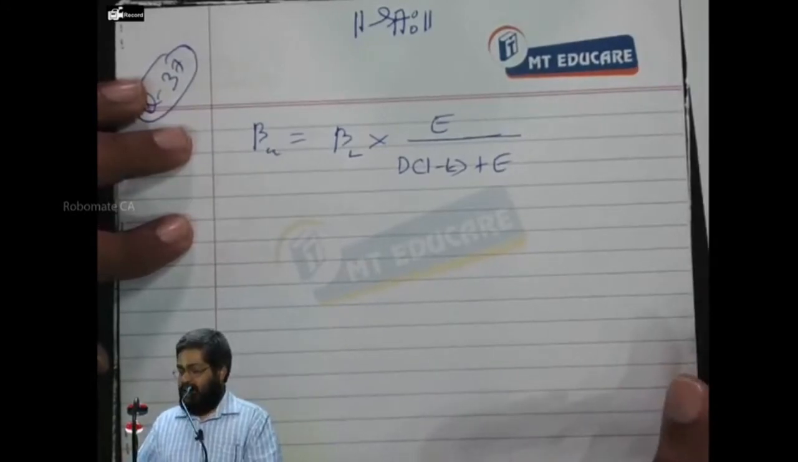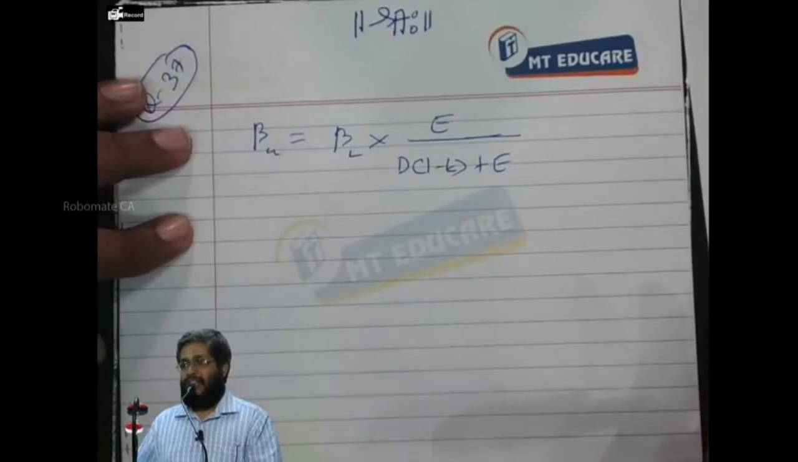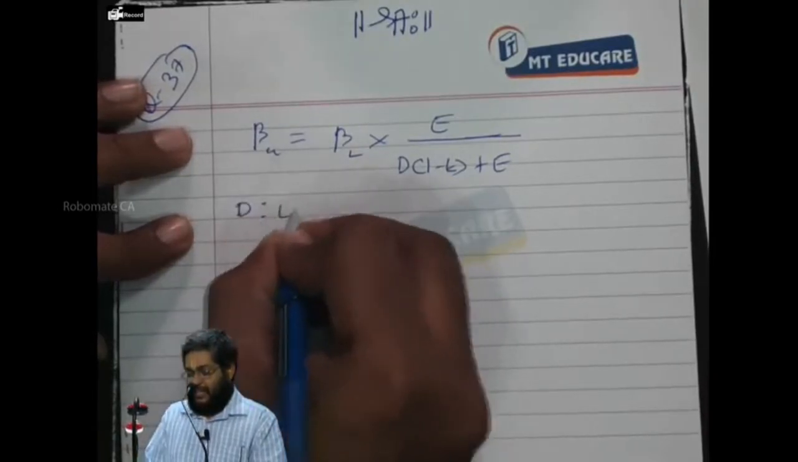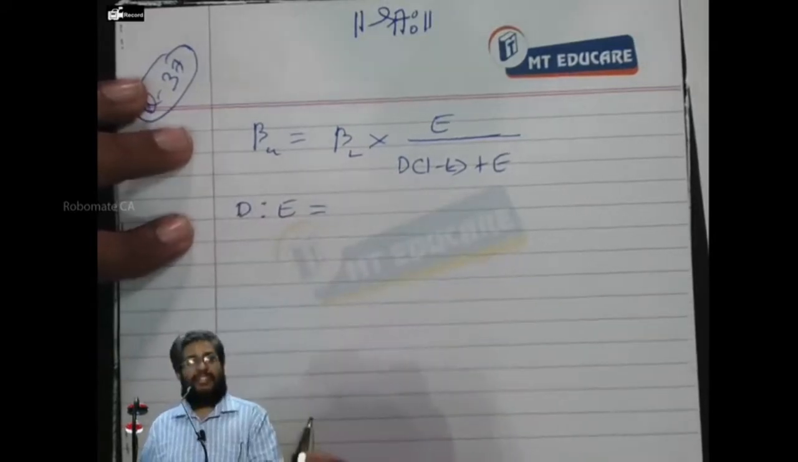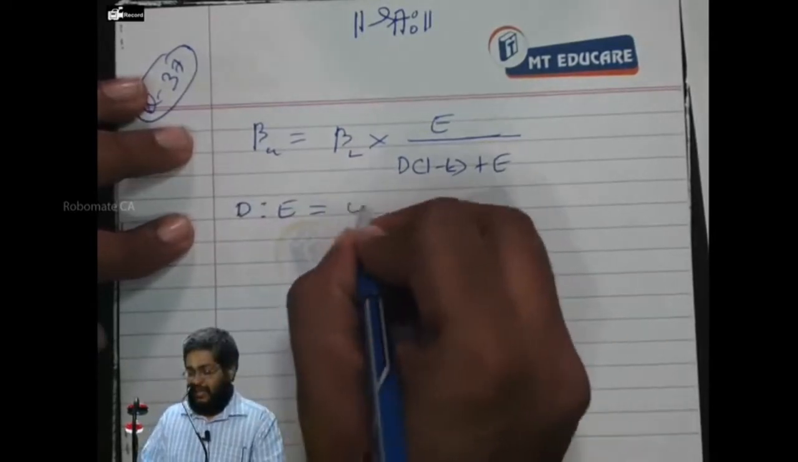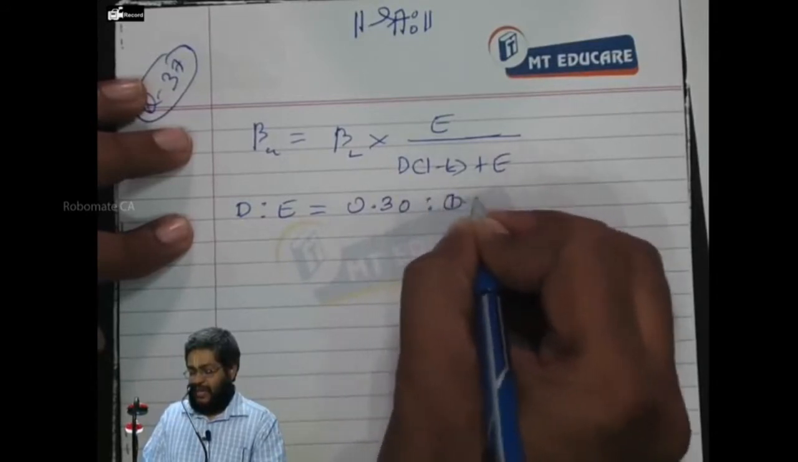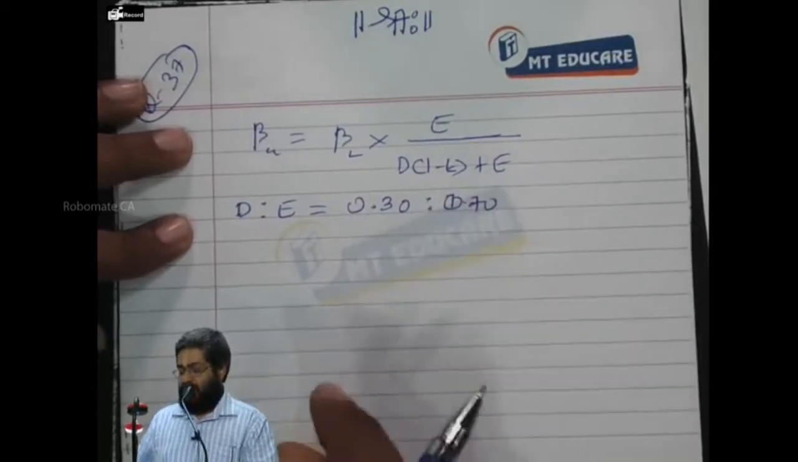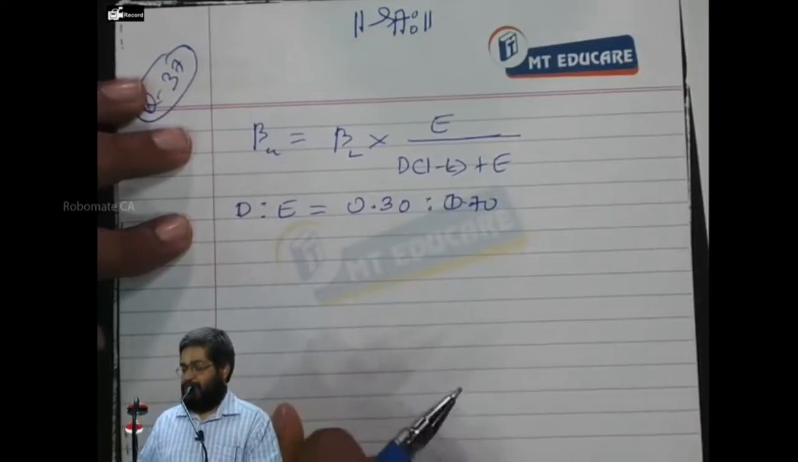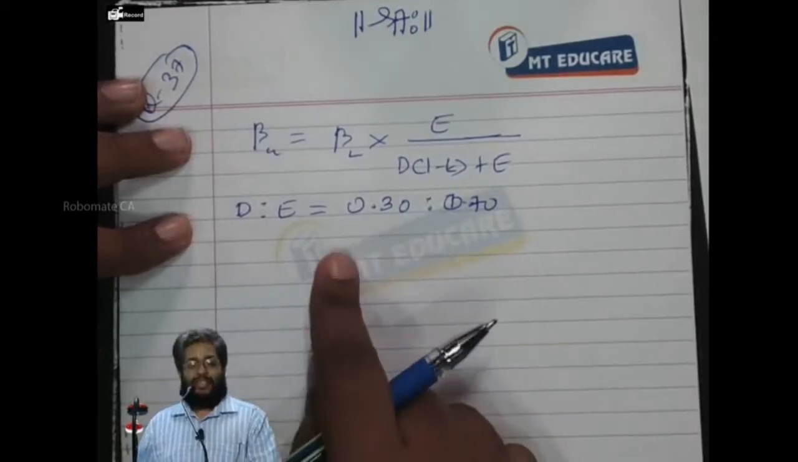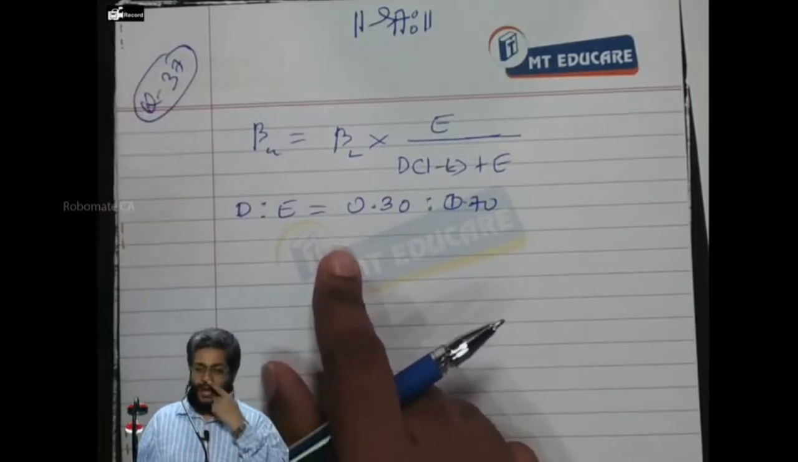What is the gearing ratio given? 30% debt, 70% equity. That's right. Next line. D is to E, debt is to equity, is 0.30 is to 0.70. 30% debt and 70% equity. Can I proceed or not?